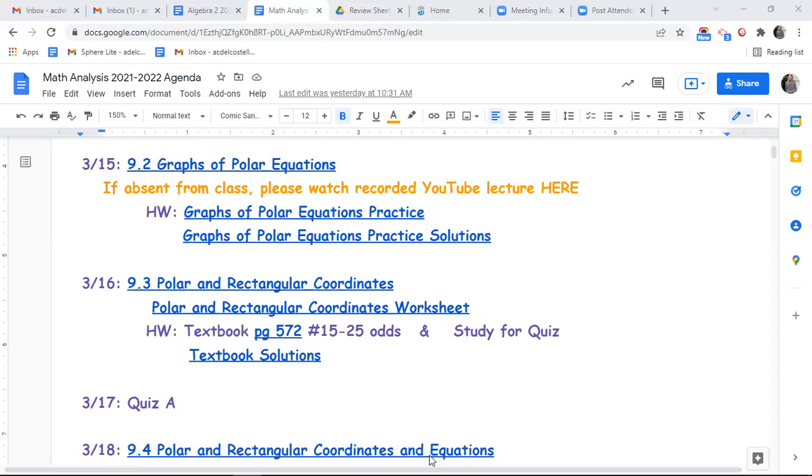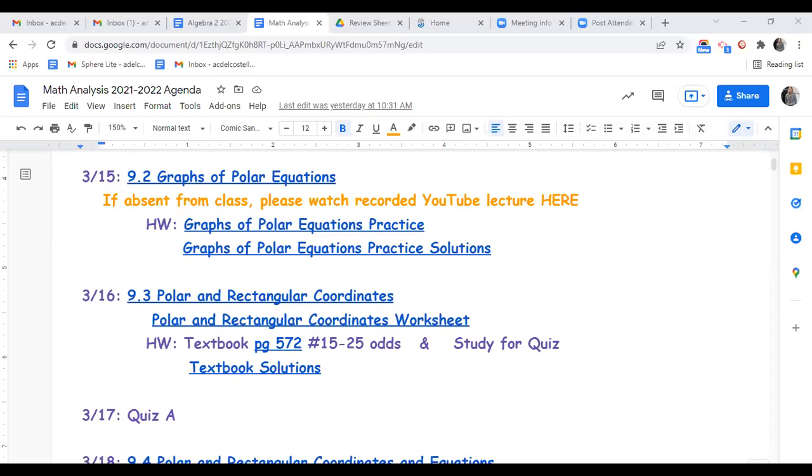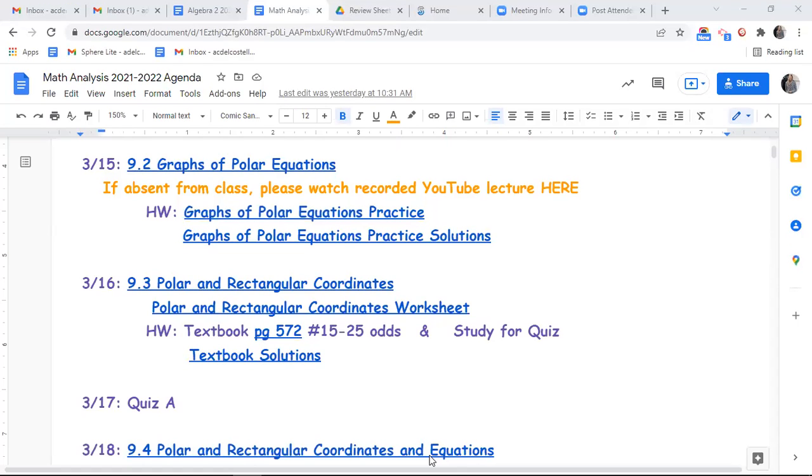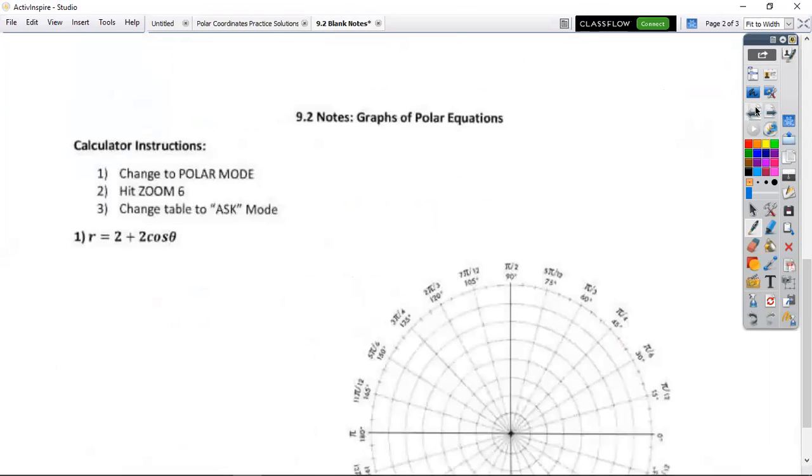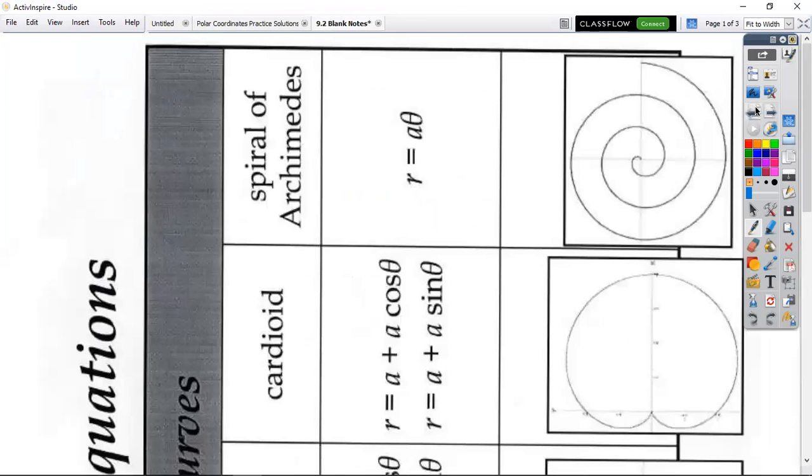All right, so if you flip over in your packet, there is a sheet at the top that has a chart on it. And it should look like this. Okay. So these 9.2 are the graphs of your polar equations.